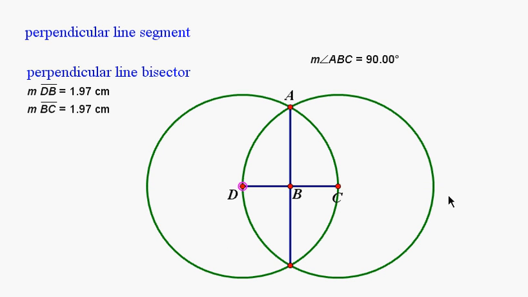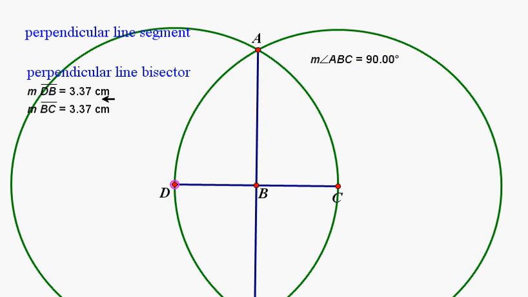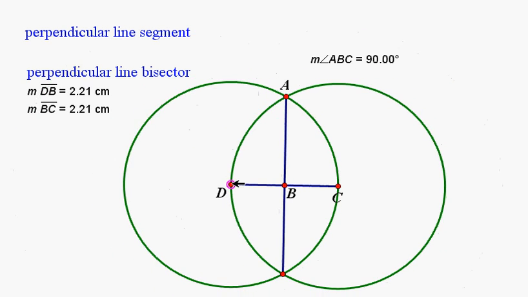I've hidden my first line so we can see. I've drawn a line from D to B and it measures 1.97. And I've drawn a line segment from B to C, and it also measures 1.97. And if I happen to make it bigger, you can see that it automatically makes this equidistant from D to B and B to C. My 90 degrees still stays. So as soon as I make a perpendicular, I've automatically made a bisector as well.